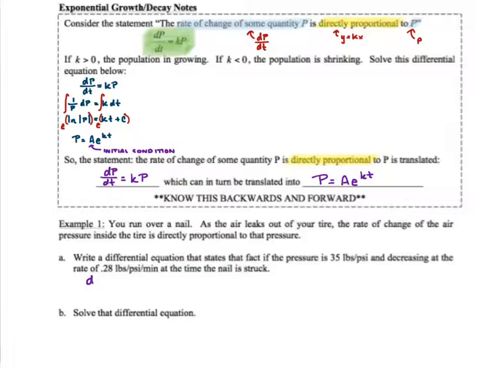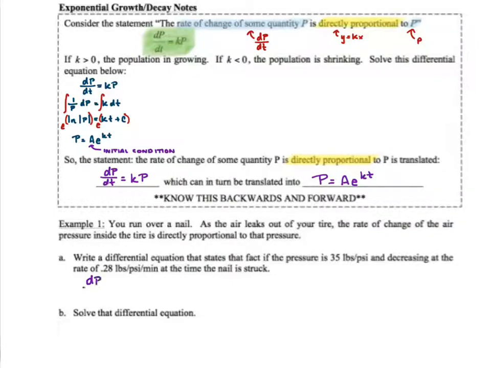Anyways, example 1. You run over a nail as the air leaks out of your tire. The rate of change of the air pressure inside the tire is directly proportional to that pressure. Write a differential equation that states the fact, if the pressure is 35 pounds per psi and decreasing at the rate of 0.28 pounds per psi per minute at the time the nail is struck.